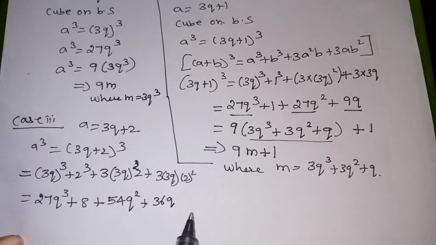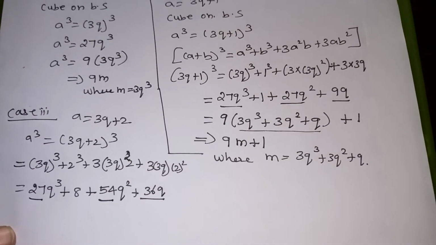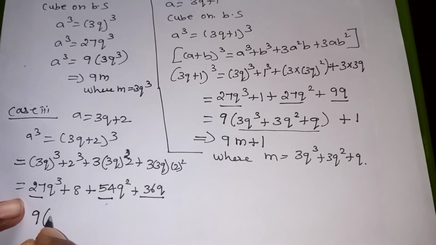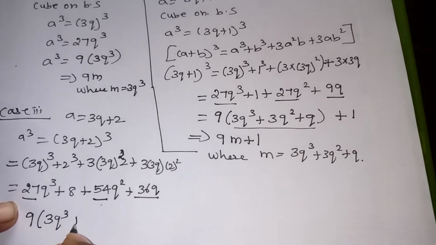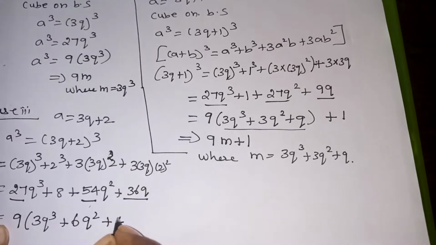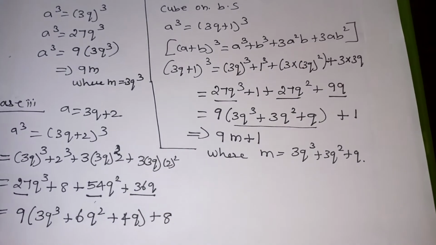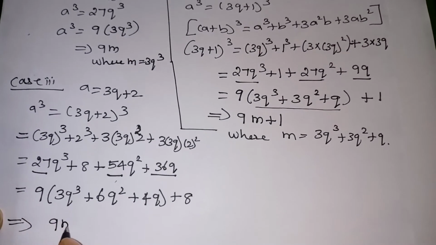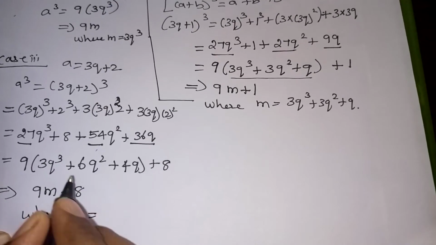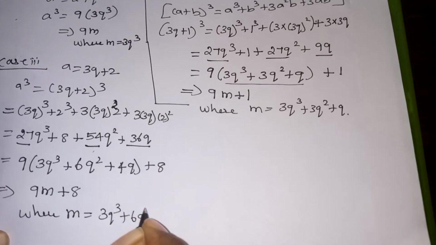And from all these terms, here 9 table is common, here 9 table is common, here also 9 table is common except this 8. So from all these 3 terms you are going to take the 9 outside. So the remaining is here 3q cube plus 6q squared, from 9 4s are 36q, plus this 8, we can't take the 9 outside, the 8 alone you keep as it is. Now this is in the form of 9m plus 8, where my m is equal to the number which is coming inside the bracket, so 3q cube plus 6q squared plus 4q.